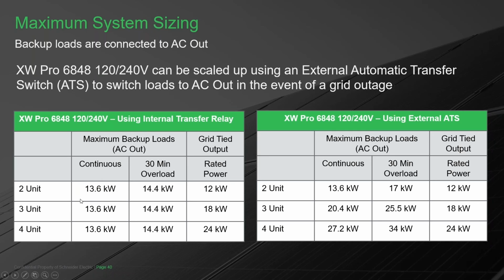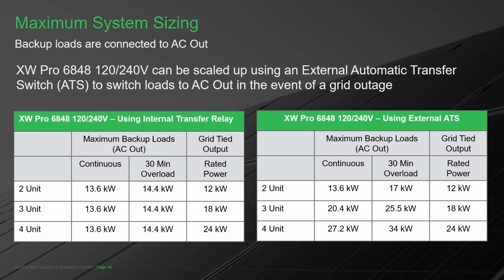Once you move to 3 units, depending on how many loads you have here in the backup panel, although out to the grid, out to the main panel, if this system is grid tie, it can export 18K. Once we start moving into 4 units, that's when I have seen that it's very likely that you're going to need a transfer switch, because even with 4 units, the continuous out to the backup panel continues to be 13.6.